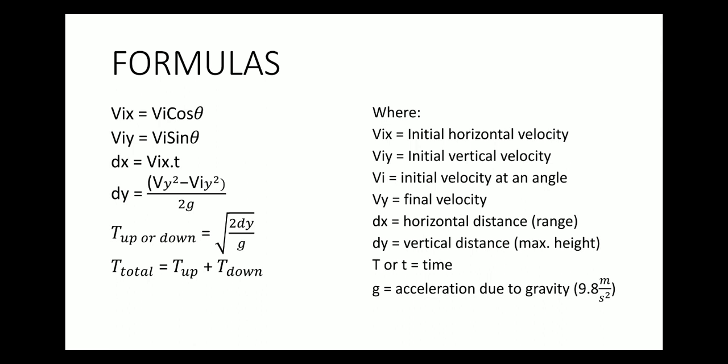Dx is the horizontal distance or the range. Dy is the vertical distance or maximum height. T, big letter T or small letter t, is the time. It can be time going up, time going down, or time total, but commonly we compute for the time total. And g is the acceleration due to gravity, which is 9.8 meters per second squared.